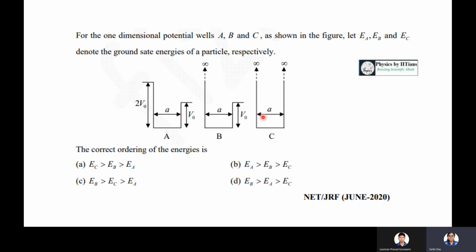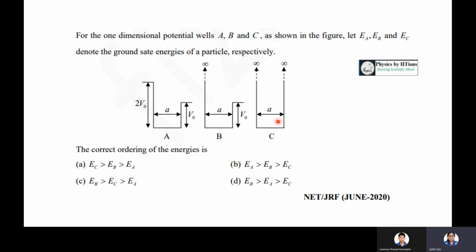Also you can understand that whenever the matter wave is confined within the potential box, there will be no transmission. Ideally the wave function should be 0 at the wall, but in this case the wave can transmit through this barrier, and in this case the wave can transmit through both the barriers, from this side also, from this side also.